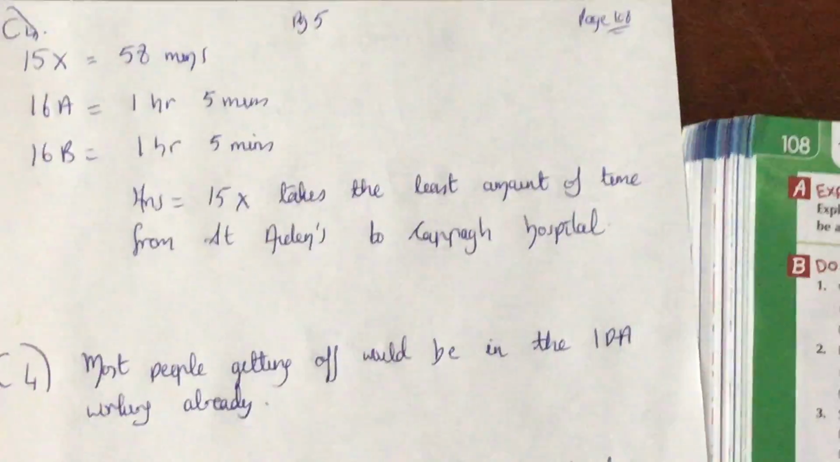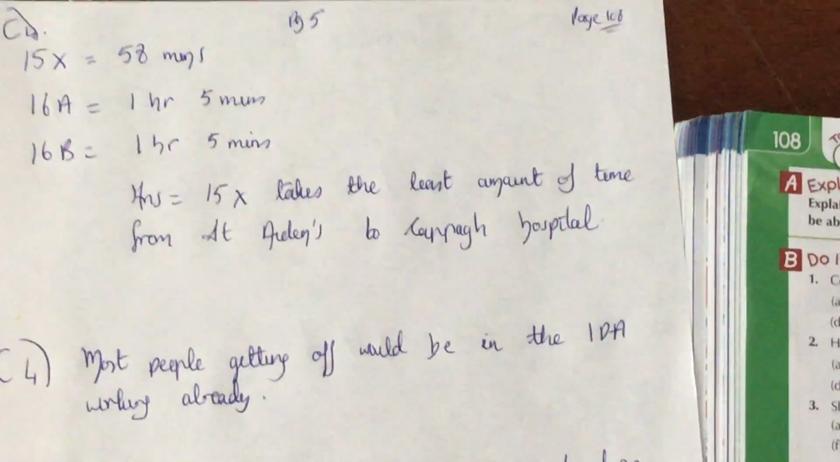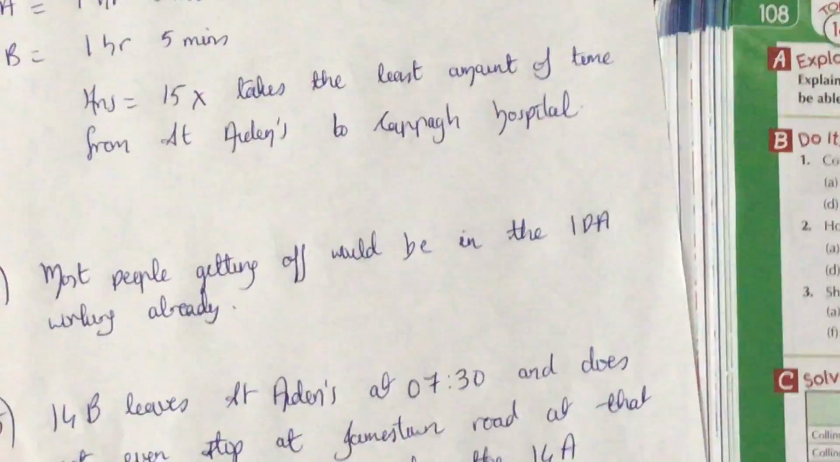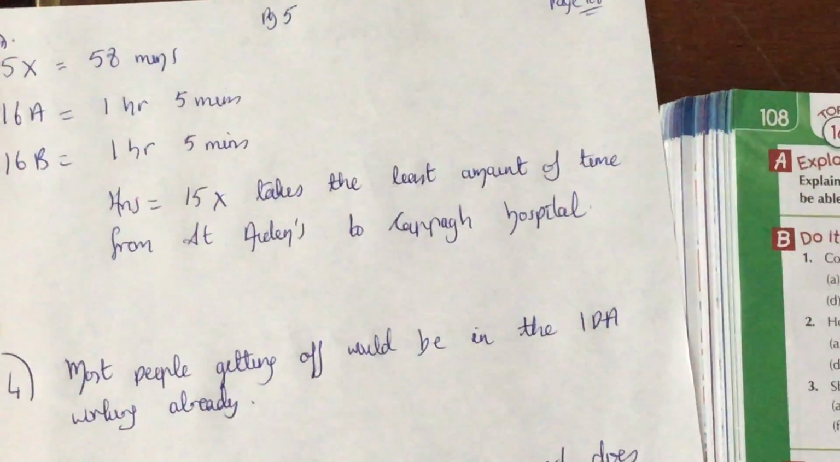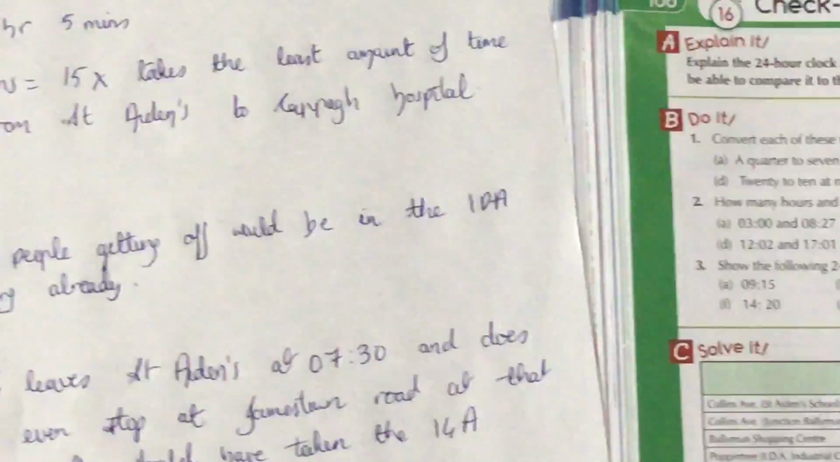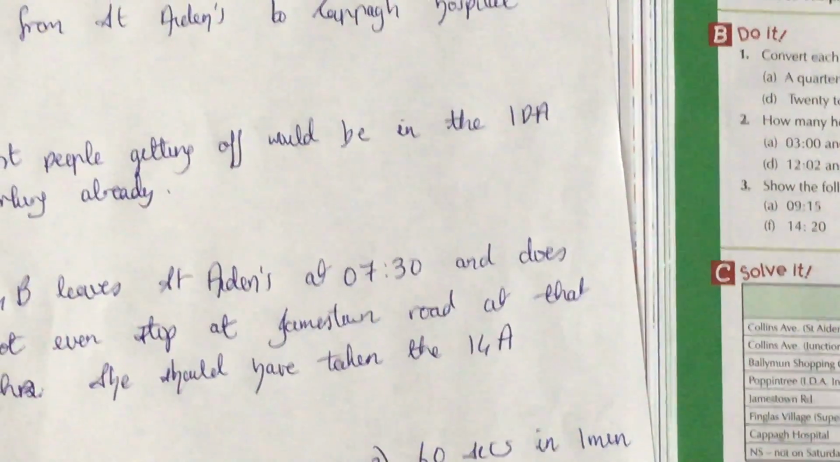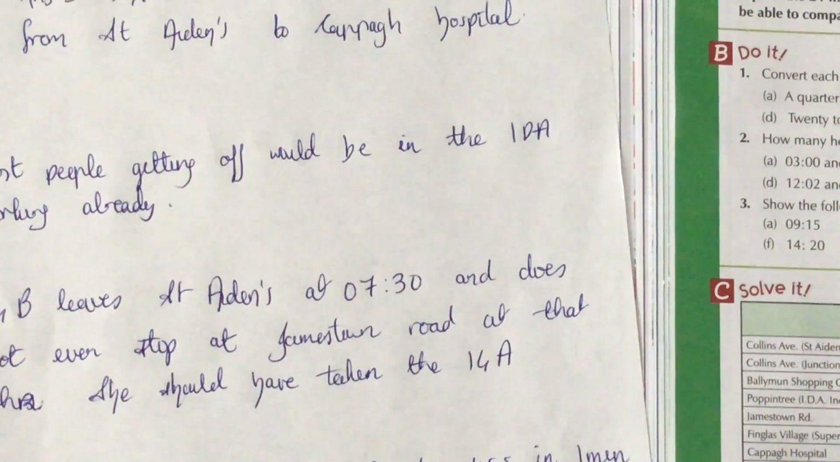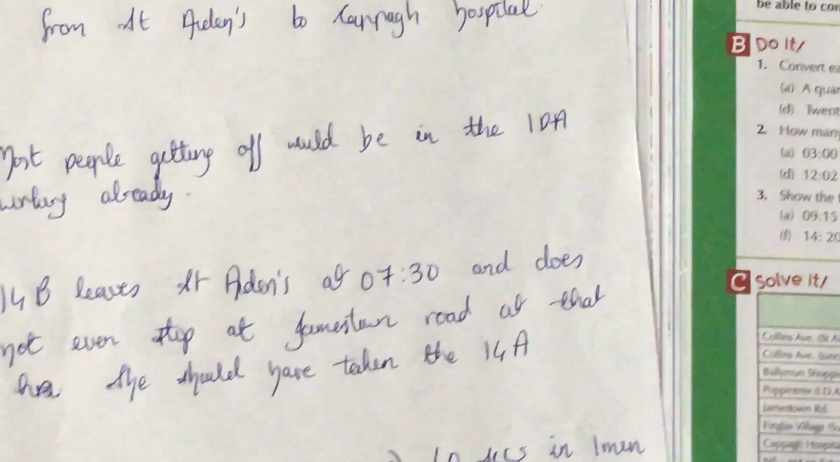So when you look back over it, the quickest bus is the 15X because it takes the least amount of time from St. Aidan's to Cappagh Hospital, as it only takes 58 minutes. The next one would be the 16 because it only took an hour, from 9:15 to 10:15.